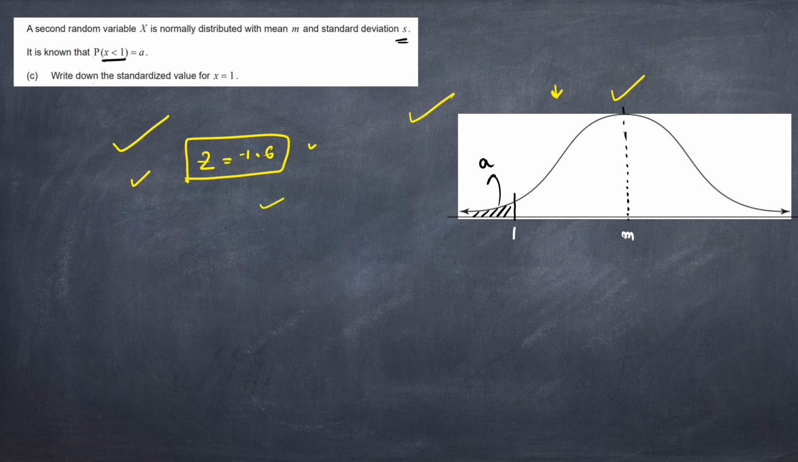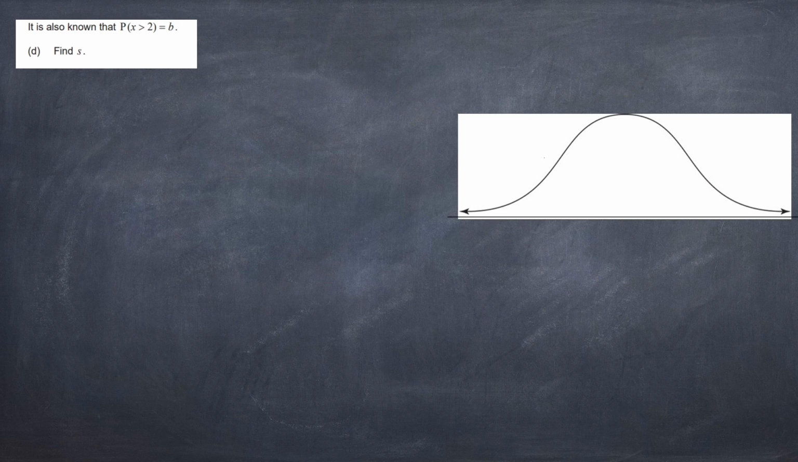So now we will move towards the last question. It is also known that P of x greater than 2 is equal to b. Already here we had the point 1, and the standardized area that we got was A, and here we can imagine another part where x is greater than 2, so here it is 2, and this area is b after comparing with the previous graph. So this is b. Again, it is very simple.